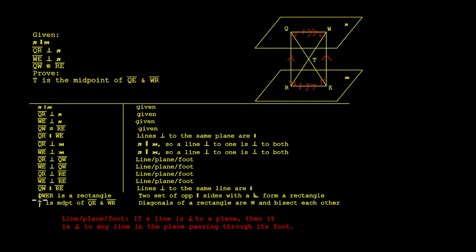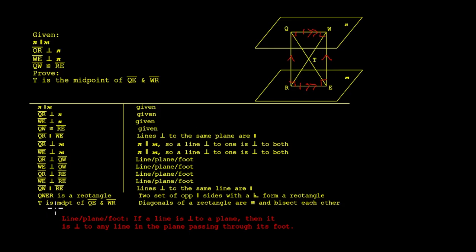From there, QWER is a rectangle because two sets of opposite parallel sides with a right angle form a rectangle. We have a pair of opposite sides here, we have a pair of opposite sides there, and we have right angles, so this is a rectangle.